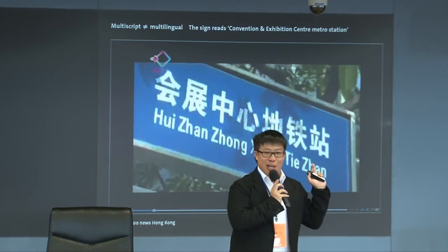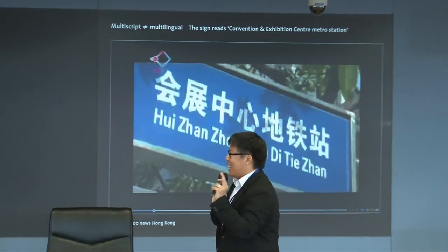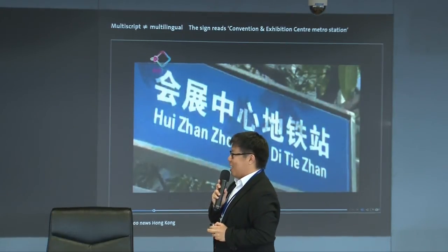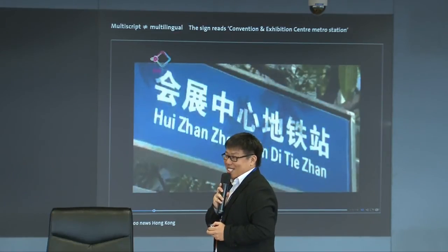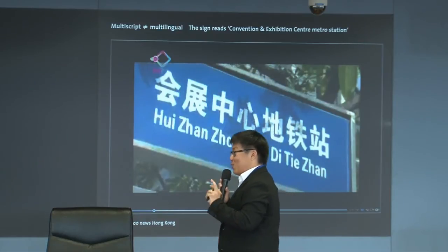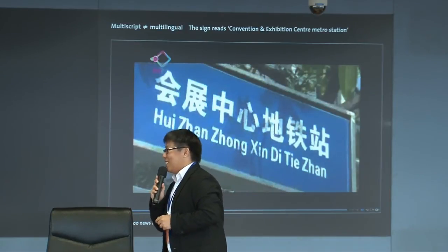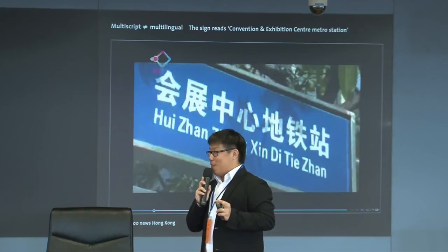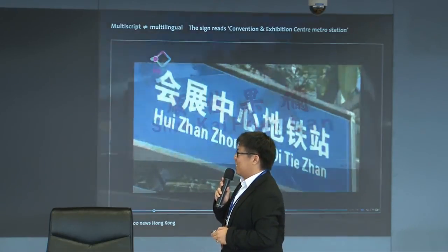The university games is on right now in Shenzhen, and look at the signs they have for that. 会展中心地铁站. Is that English? That's not English at all. It's Chinese, even though it's using the Roman alphabet. So it does a lot of damage to communication that way.